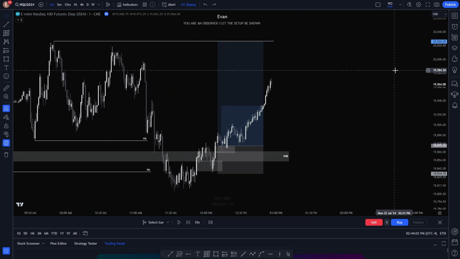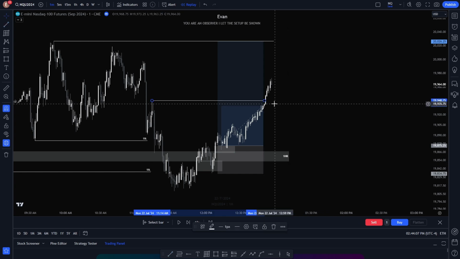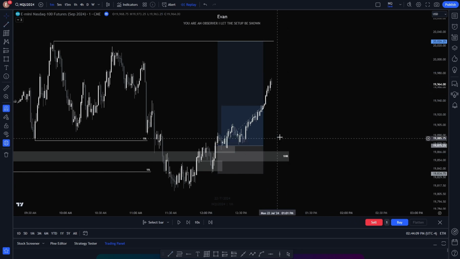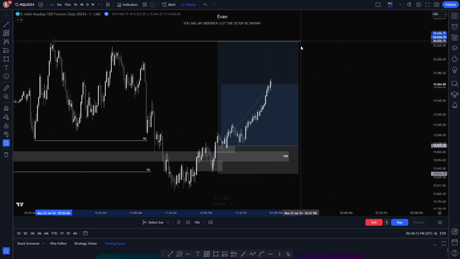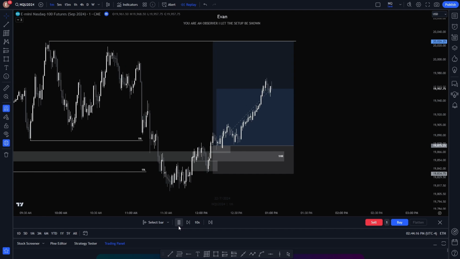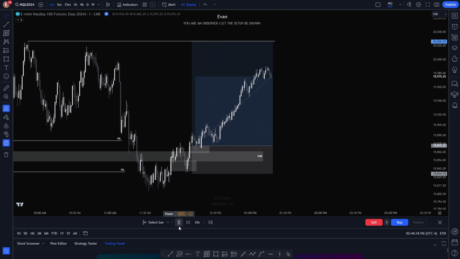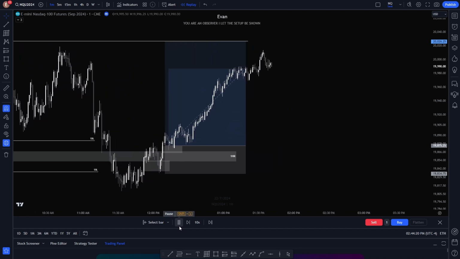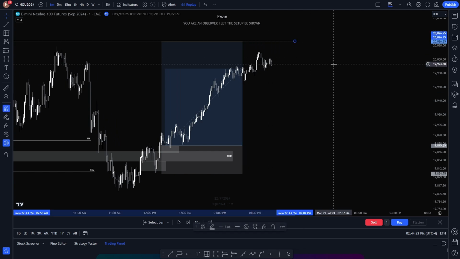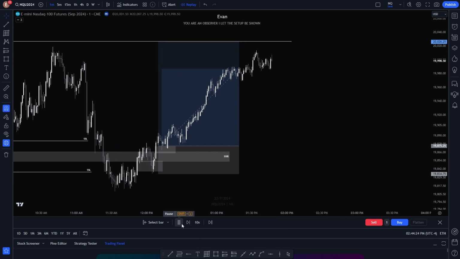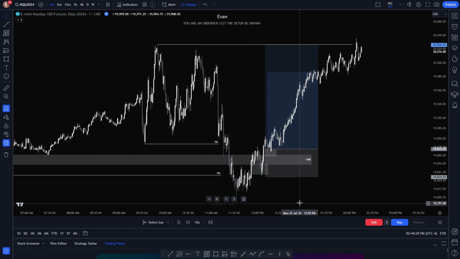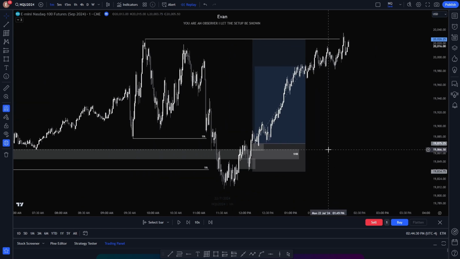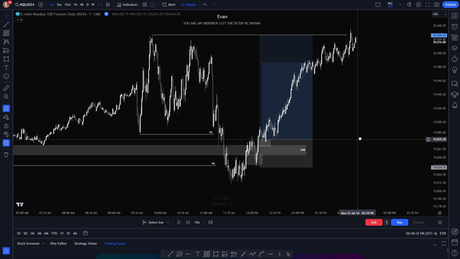Okay, and at this point, you could take some position sizing off and then put your stop to break even. See how the rest of the trade plays out. All right, and we hit our take profit right there.